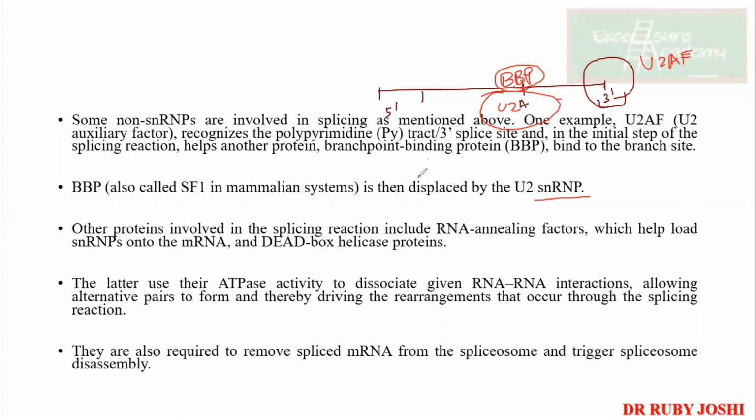Other proteins which are involved in splicing reactions include RNA annealing factors, which help load the snRNPs onto the mRNA, and the other DEAD-box helicase proteins. All these DEAD-box helicase proteins have ATPase activity, because as we know, when RNA-RNA interaction is happening, interactions are formed there too. So later I need to break this interaction so that the RNA which is spliced can be separated. For that we need DEAD-box helicase proteins.